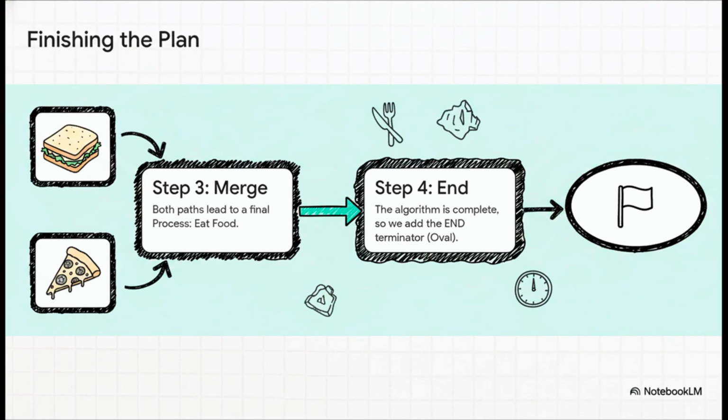Now check this out. It doesn't matter which path we took. Making a sandwich or ordering a pizza, both paths lead to the same outcome. So we draw arrows from both of those boxes, and they meet up at one final process: eat food. Once that's done, our job is finished, and we hit our final terminator oval, the end. And that's it, a complete flowchart.